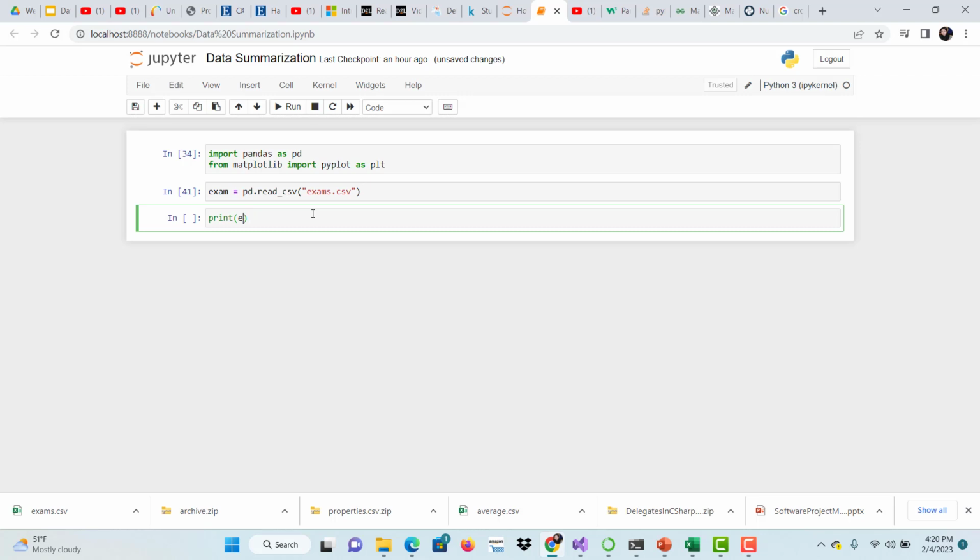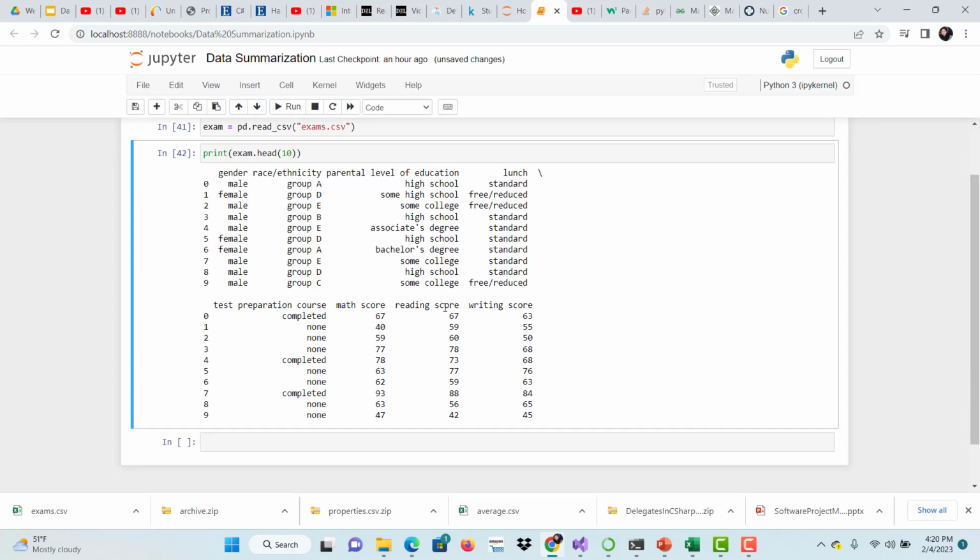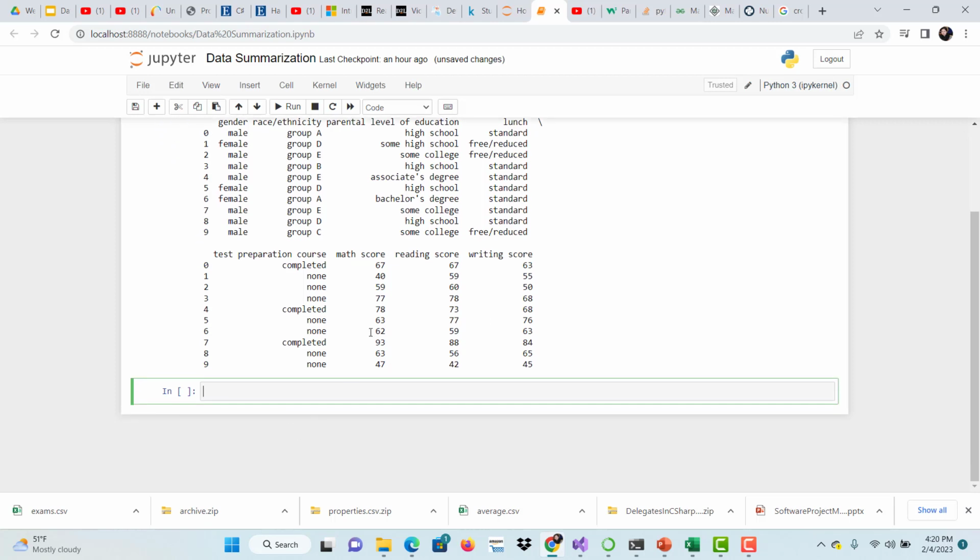What we can do is print out the first 10 rows to see if it's correct and what the structure of the data is. Okay, so here it works. It shows a couple of columns: gender, race, parent level of education, and the math score, reading score, and writing score. Next we will analyze the math score.